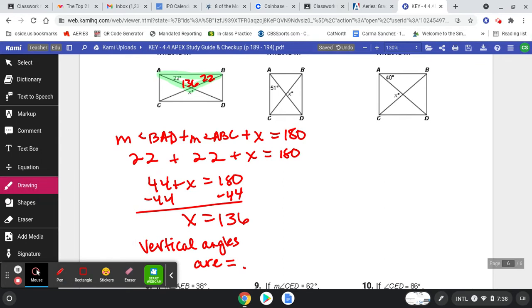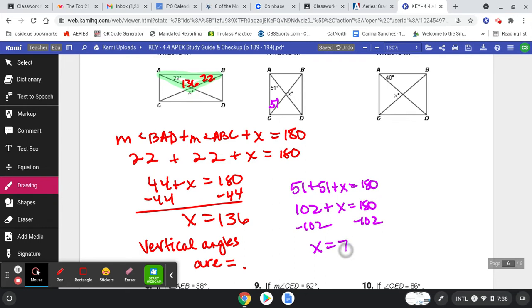Okay, for the next one, they gave us this 51. So we know that there's this other 51. So we can say 51 plus the unknown is 180. And 51 plus 51 is 102. Subtract that 102 from both sides. Did you get it? 78. And we know that X is equal to 78 because vertical angles are equal.